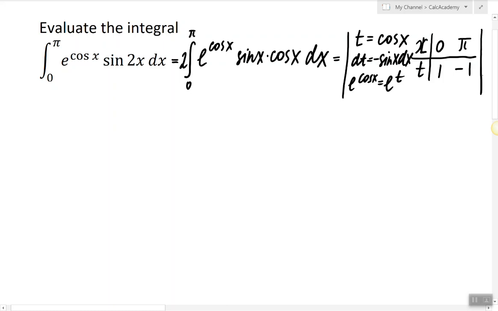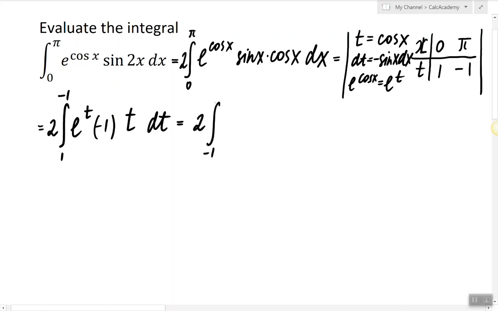Now we're ready to substitute. So the original integral now becomes the integral from -1 to 1, or I should say from 1 to -1, we have e to the t. Sine x dx now becomes negative dt. So we have this -1 dt, and I have that extra cosine x, which is t. So factoring out the negative and flipping the limits of integration will give me the following integral.